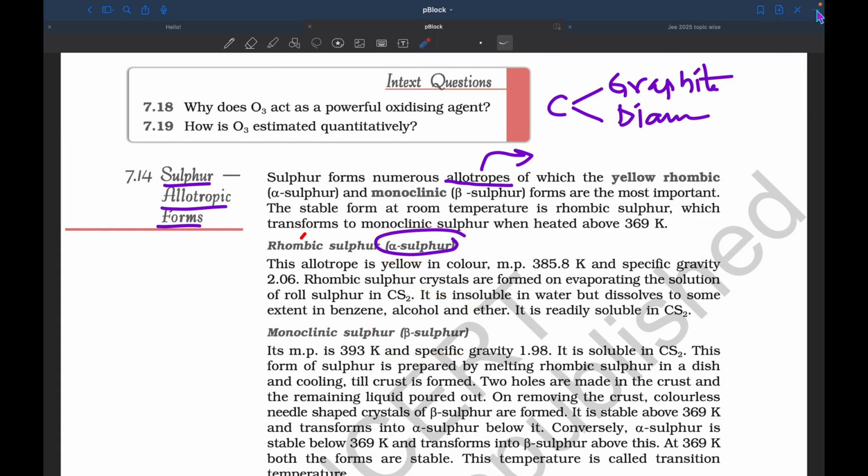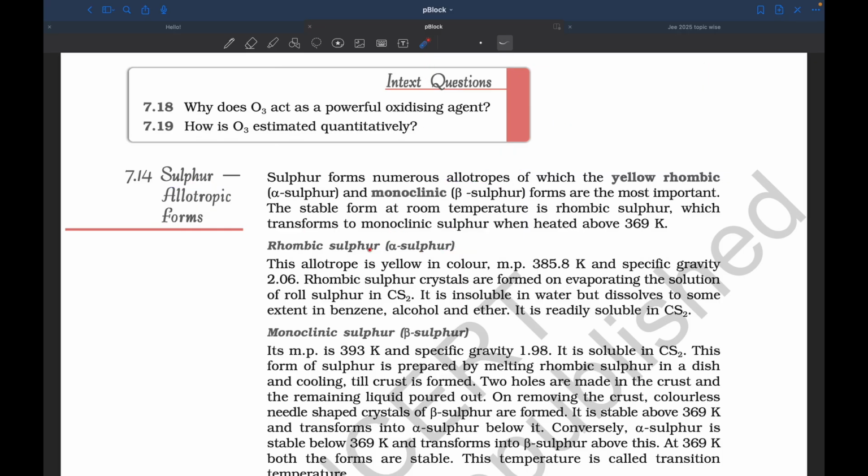We'll just read out these properties, so it will be helpful to us. Sulfur forms numerous allotropes, out of which yellow rhombic sulfur is known as alpha sulfur, and monoclinic sulfur is known as beta sulfur. Rhombic sulfur and monoclinic sulfur: rhombic has a crystal lattice structure, and monoclinic is also a crystal lattice structure. These forms are the most important.